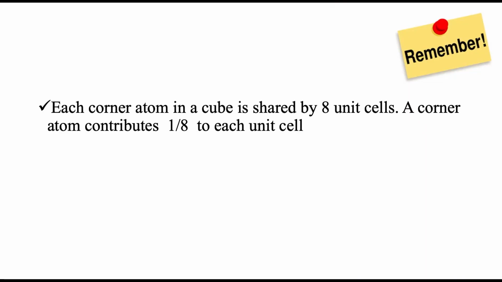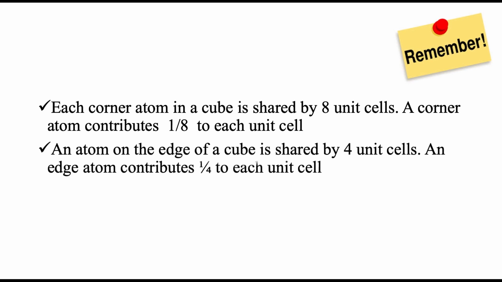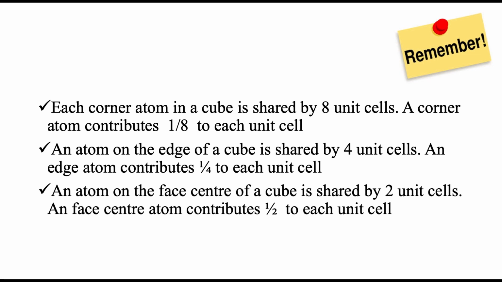Now, let us summarize what we have studied just now. Each corner atom in a cube is shared by 8 unit cells. A corner atom therefore contributes 1/8 to each unit cell. An atom at the edge of a cube is shared by 4 unit cells. An edge atom contributes 1/4 to each unit cell. An atom on the face center of a cube is shared by 2 unit cells and therefore, it contributes 1/2 to each unit cell. An atom inside a cube is not shared at all.